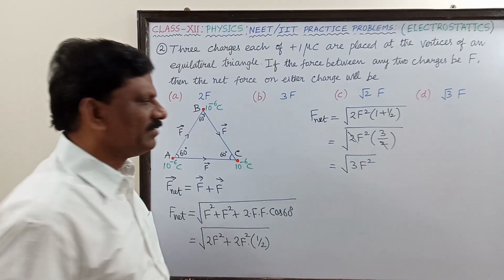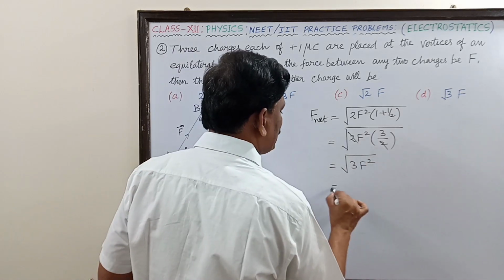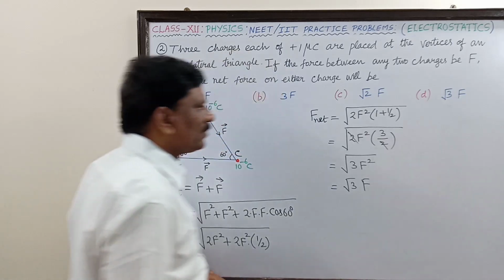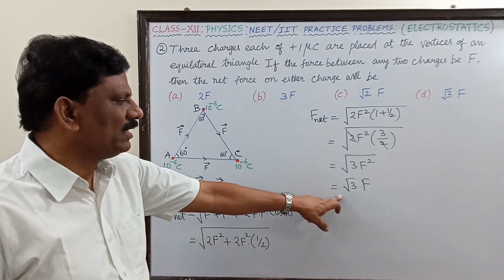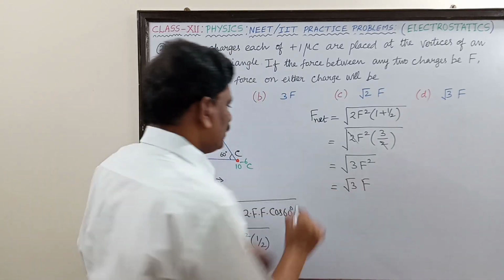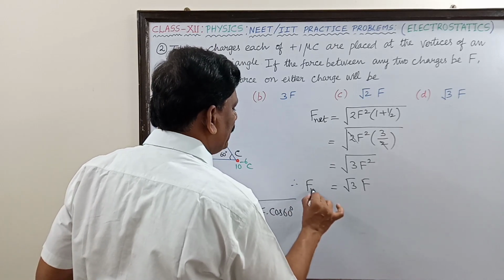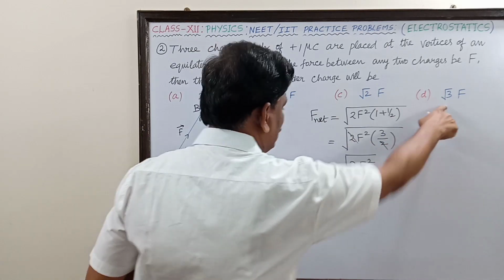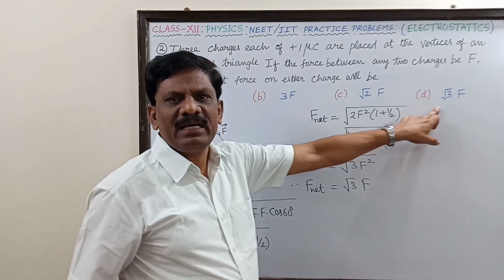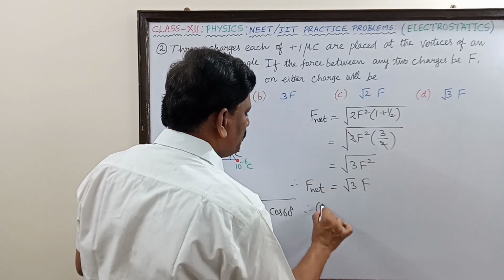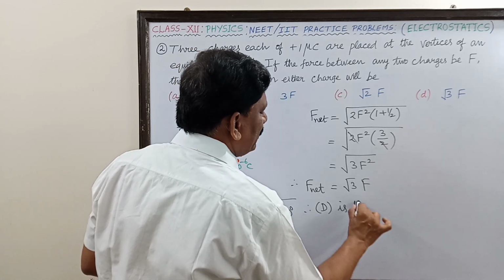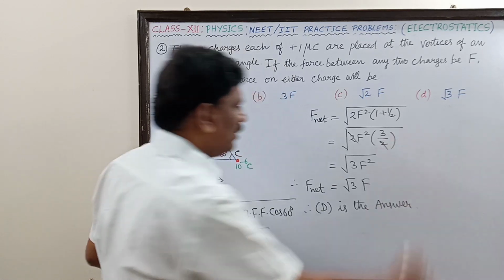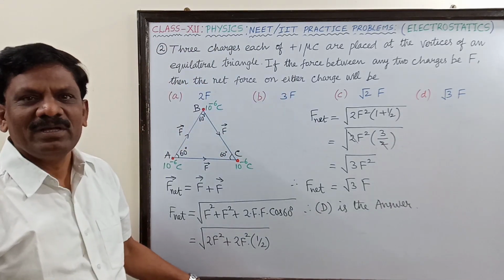Square root of 3F square. So when F square is taken out, this will become root 3 times F. So the net force is equal to root 3 times F. Therefore F net is equal to root 3 F. So which of these options is correct? You see, option D is the correct answer. Therefore option D is the correct answer. I hope you must have understood that. Well, fine.